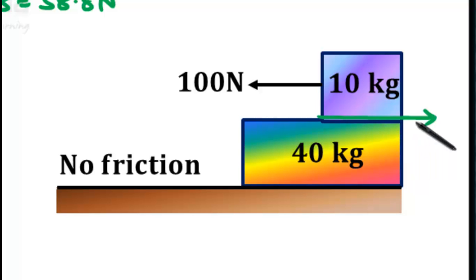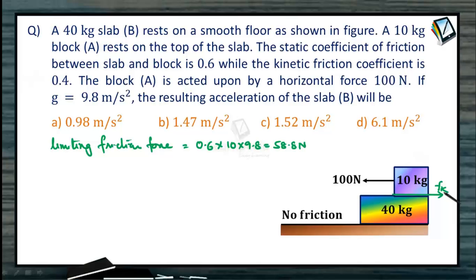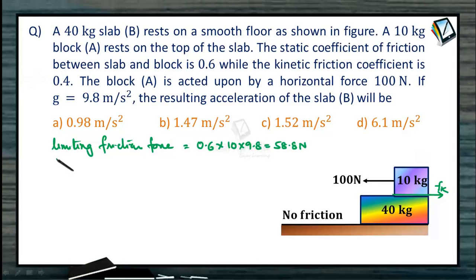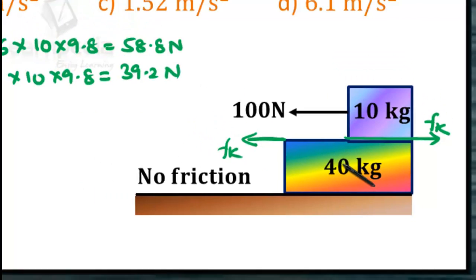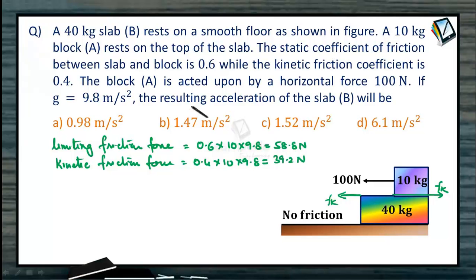When the body starts sliding, it is no more a limiting value, but it will be kinetic friction force. And the kinetic friction force will be now 0.4 into 10 into 9.8, that is equal to 39.2 Newton. So on the 40 kg block, this kinetic friction force will be acting as an applied force. Therefore, the acceleration will be the kinetic friction force acting on the 40 kg block divided by the mass of the block. Correct? So very easily we can get the resultant acceleration of the slab B.